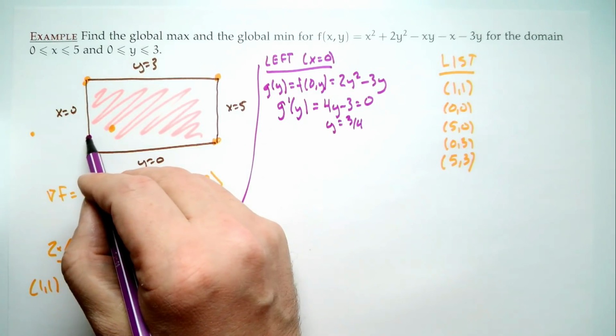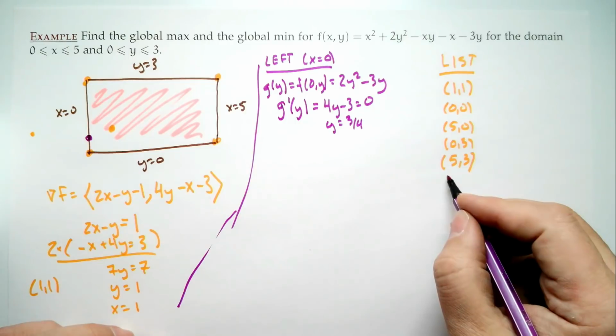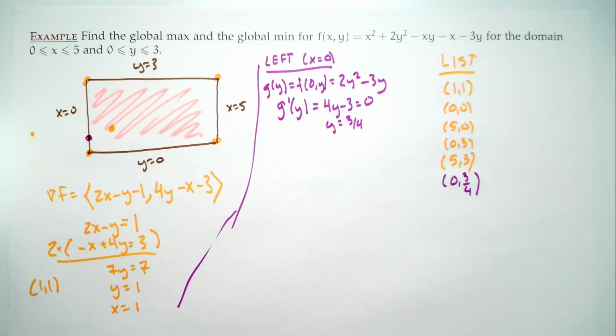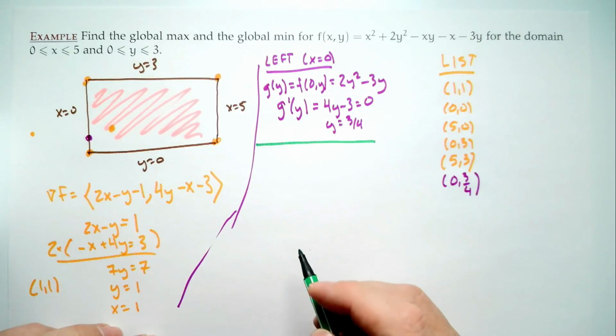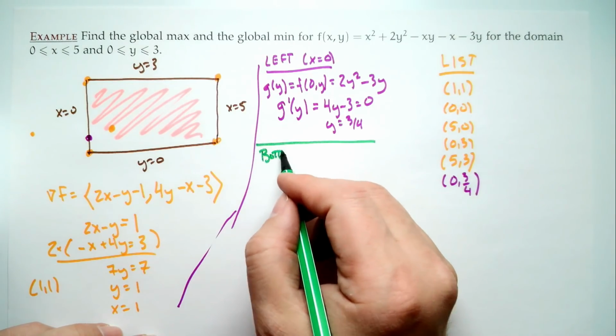That would put it about here. Does that make the list? Yes, it does. 0, 3/4. Okay. Well, that's one of the sides. What's next? We still have the right, the top, the bottom. Right. Bottom? When we're on the bottom, what's true?